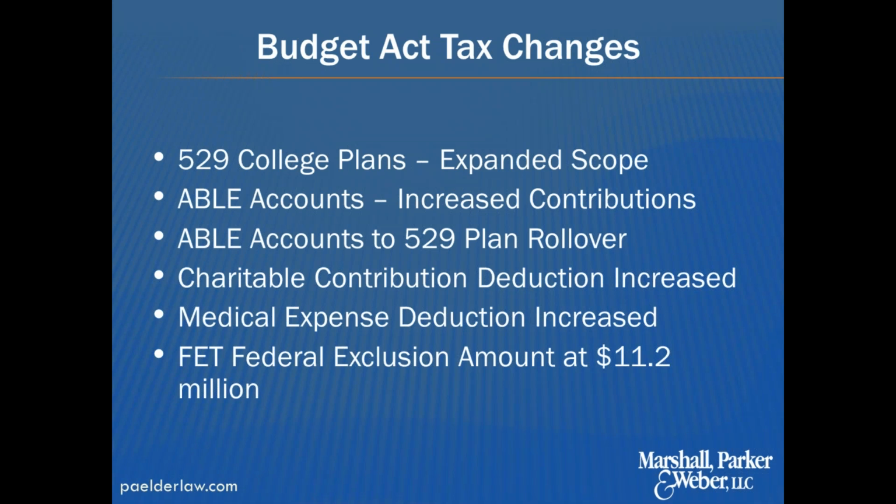The maximum amount that can be distributed tax-free for these elementary and secondary school tuitions or for the homeschooling expenses is $10,000 per child.